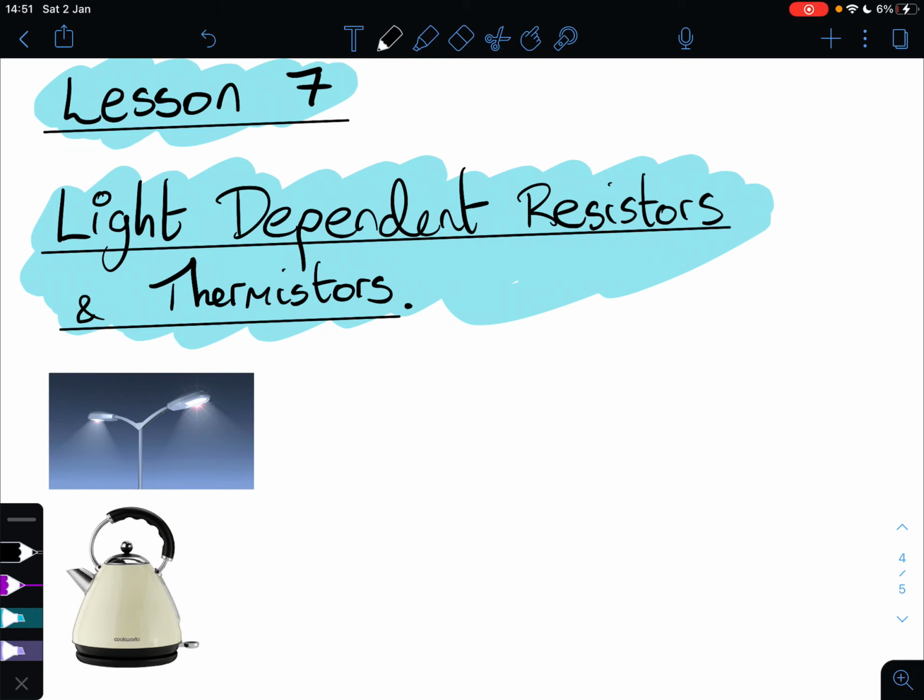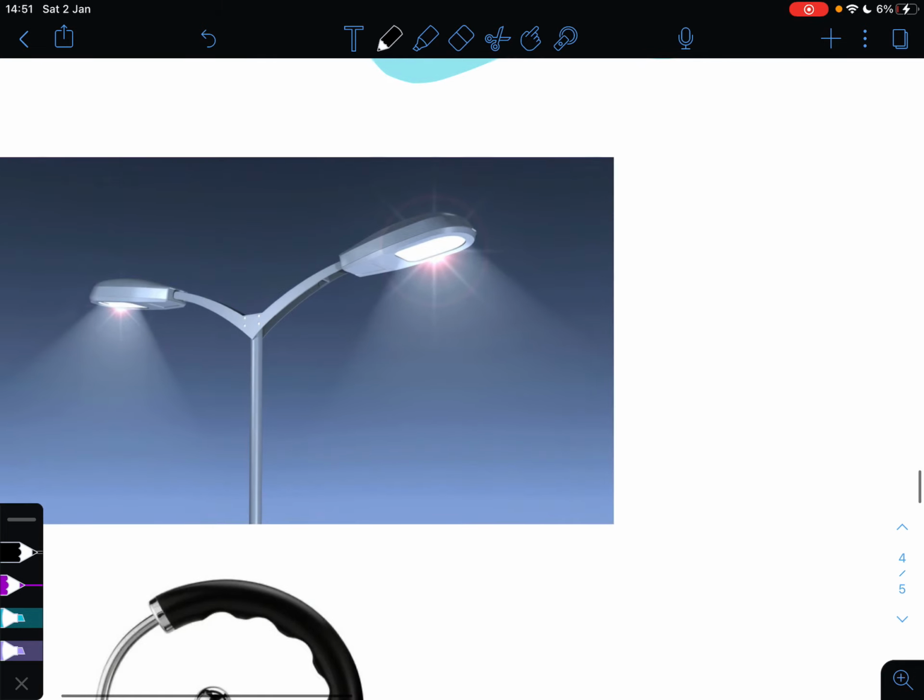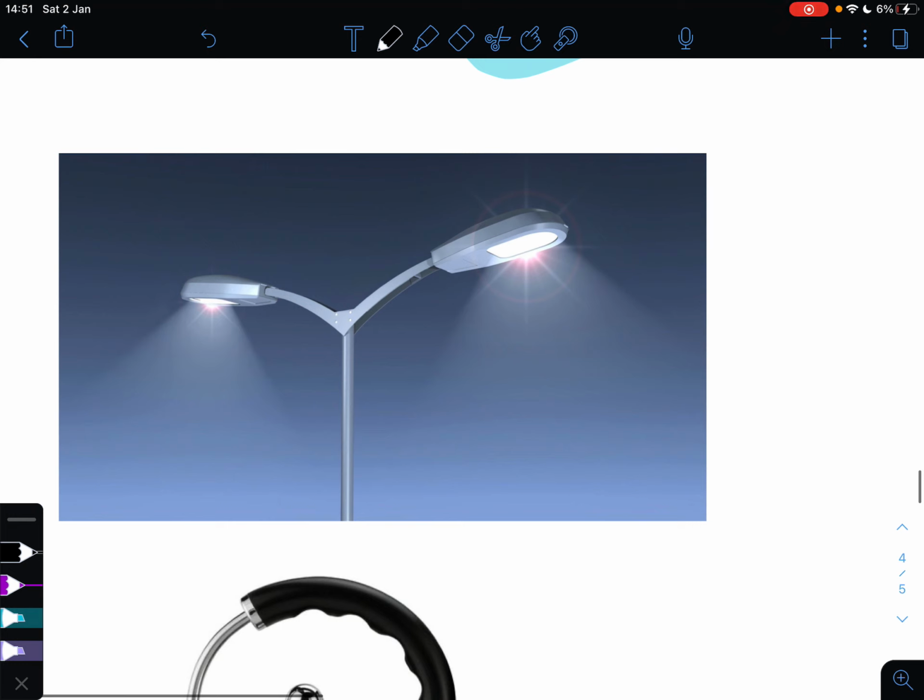So, have you ever wondered how a street light knows when to come on? We could put it on a clock, but it changes when it gets dark. I mean, it's dark at 4 o'clock in the winter, but it doesn't get dark till 10 o'clock in the summer. So, does someone have to keep changing the clock? Well, no. It turns out that on the top of each one is a little light dependent resistor.